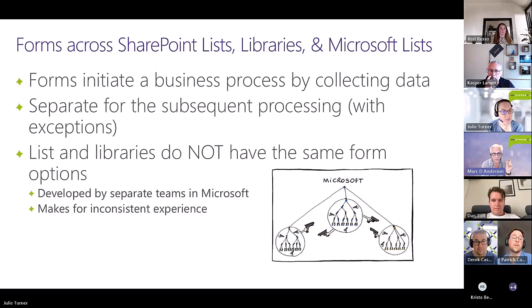I think it's also important to note that lists and libraries do not have the same form options. Some of them overlap, but a lot of them don't. And the reason for that is historical. The lists and library capabilities were originally developed by different teams at Microsoft, and that separation seems to sort of come together and go apart over time. Because it's different people building those experiences in lists and libraries, the way forms work are not the same. So that's a bit of an inconsistent experience.